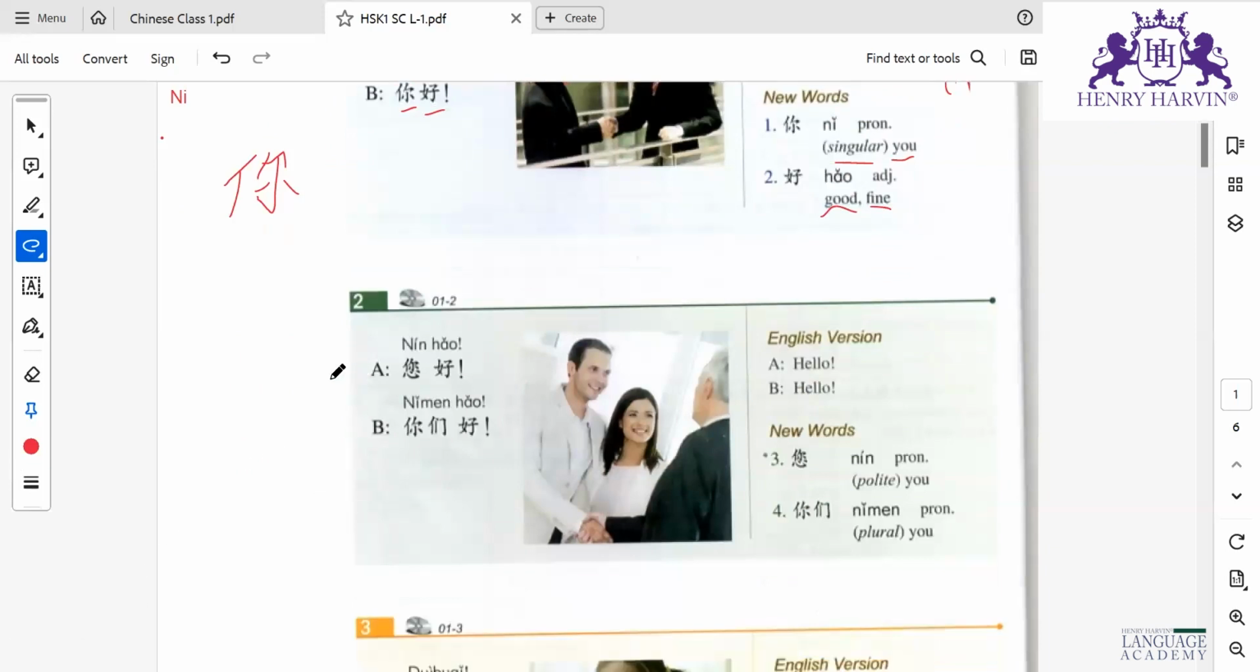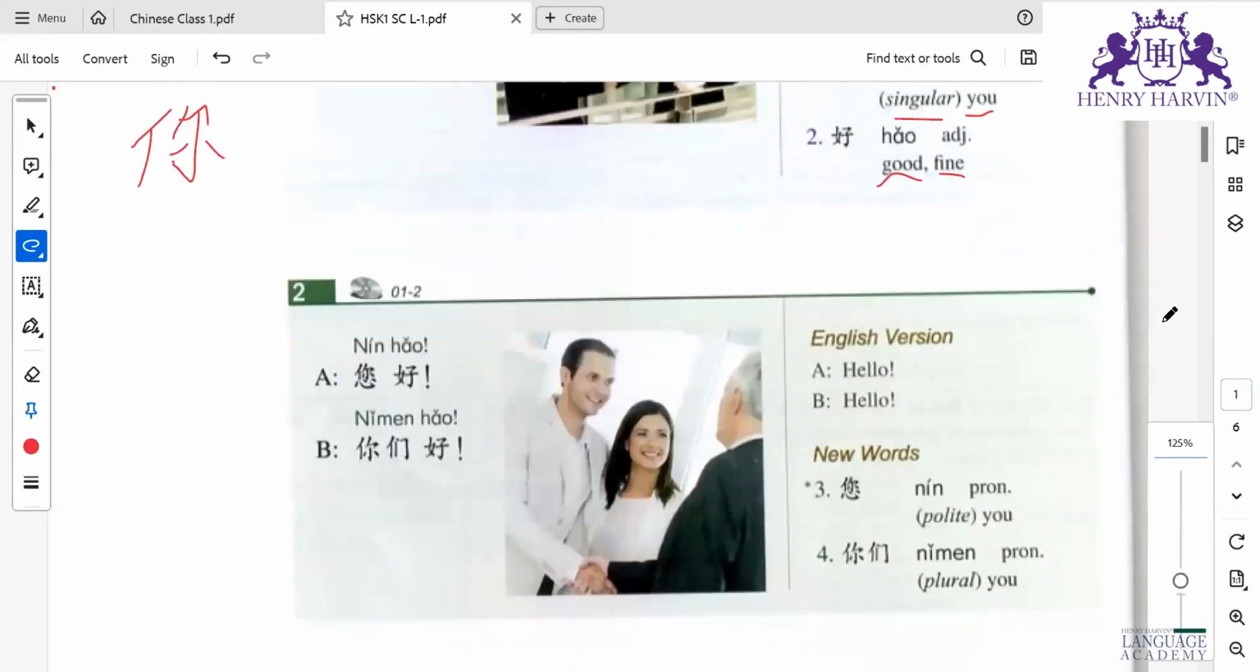In text 2, we have this. Just read this. Nin hao. Any one of you can start, Ashwin. Nin hao. Nin hao. Repeat. Nin hao. Yeah. Repeat. Nin hao. Right. See, the characters are different, right?